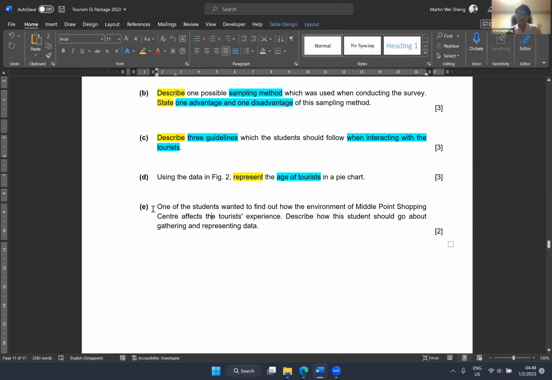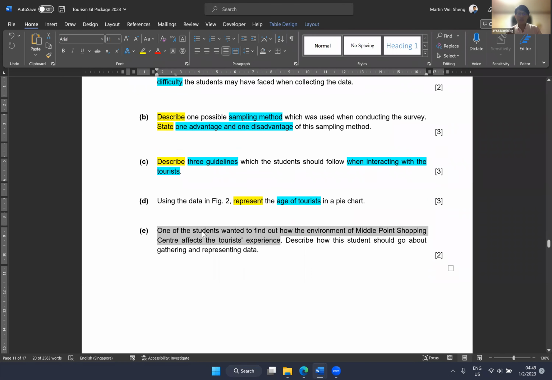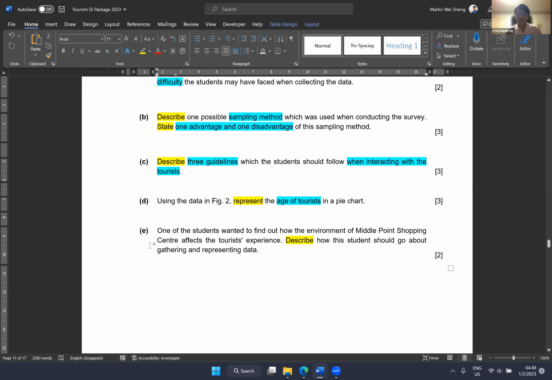Okay, now last question. So sometimes your GI will have this kind of question. They give you an extension of what the student had already conducted. So this student will be extra, all right? So he wants to find out the environment of Middle Point Shopping Mall. Is the environment good or the environment bad? Okay, so the question asks you, describe how this student should go about gathering and representing data.